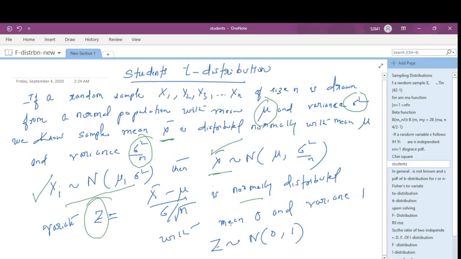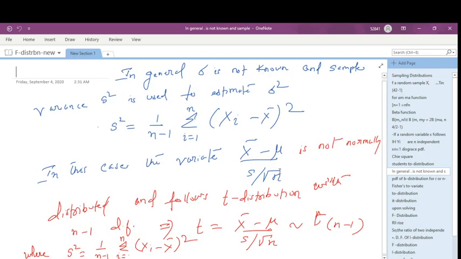So this is the concept. We're not going to prove this, just understand that this is the concept. Now in general, what we know is that sigma is not known. We don't know the standard deviation of the population, right?